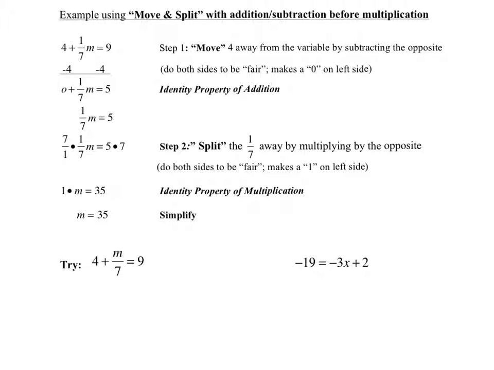Next, let's go over an example of move and split with addition and subtraction before multiplication this time. Our first goal is to move 4 away from the variable by subtracting 4 from both sides. This leaves a 0 plus 1/7 m equals 5, and you don't need to show that step. But this step exists because of the identity property of addition. It leaves us at this point 1/7 m equals 5, and you don't need to show that step.